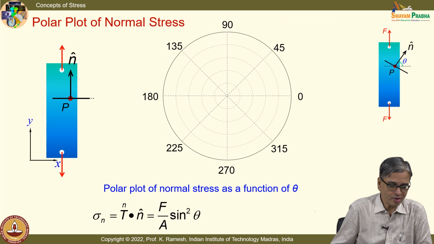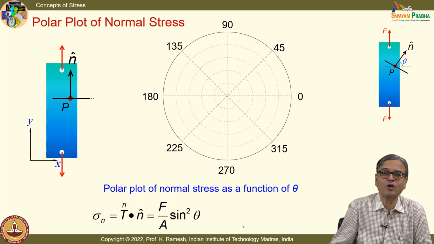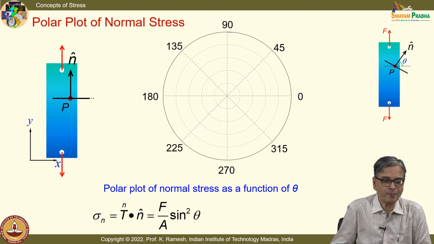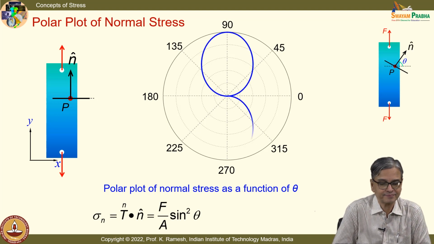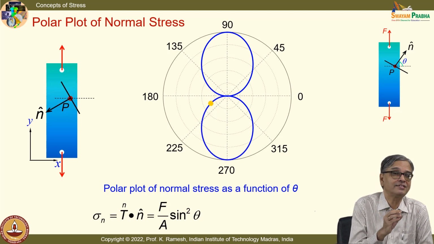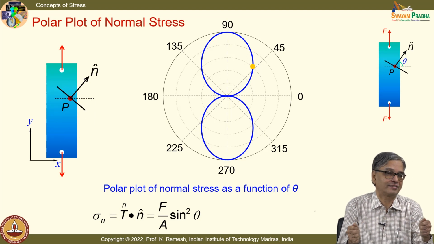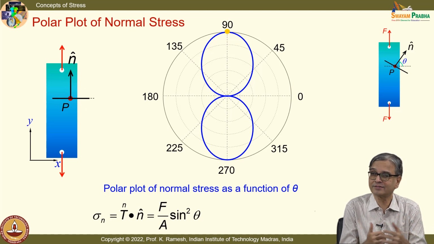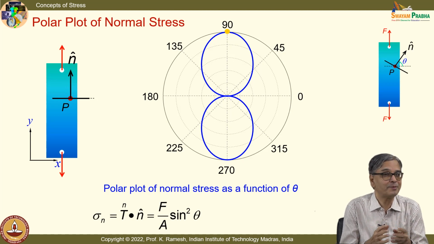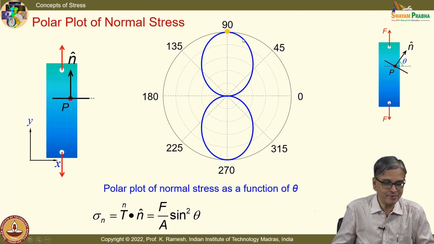So, when I get the normal stress, the dot product gives me the normal stress as f by a sin squared theta. And suppose I want to do it as a polar plot, the polar plot will appear like this. See, the problem we have taken is a very simple one of simple tension, but I have a beautiful plot. The pattern is photogenic, isn't it? And you also get some interesting features of it.